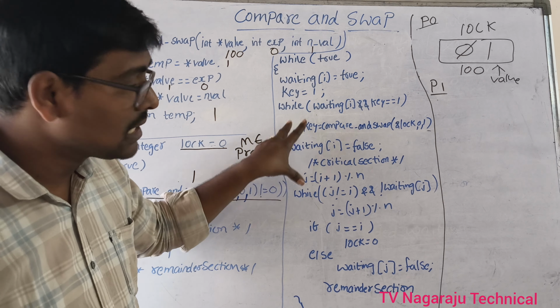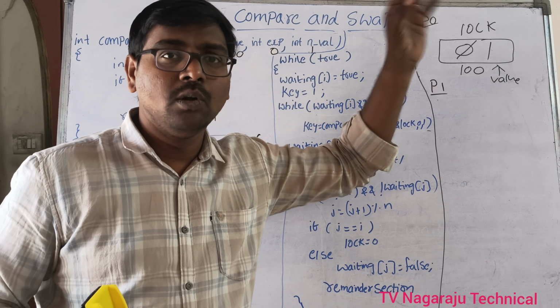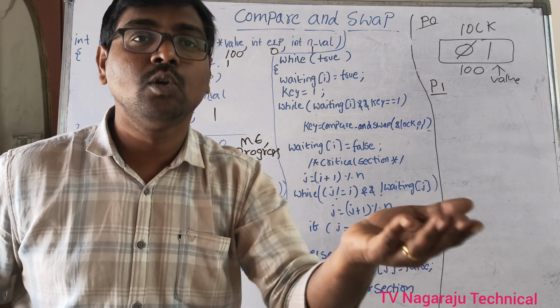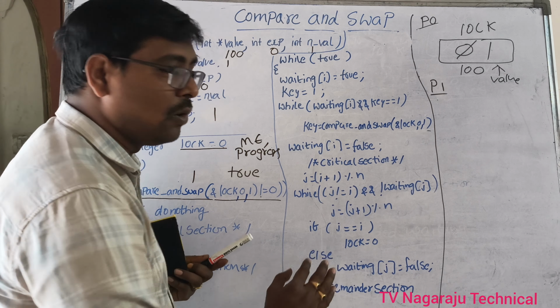The same thing is applied to test and set also. Here we are using lock equal to 0. There I used lock equal to false. 0 and false both are the same. This is the algorithm for bounded waiting.